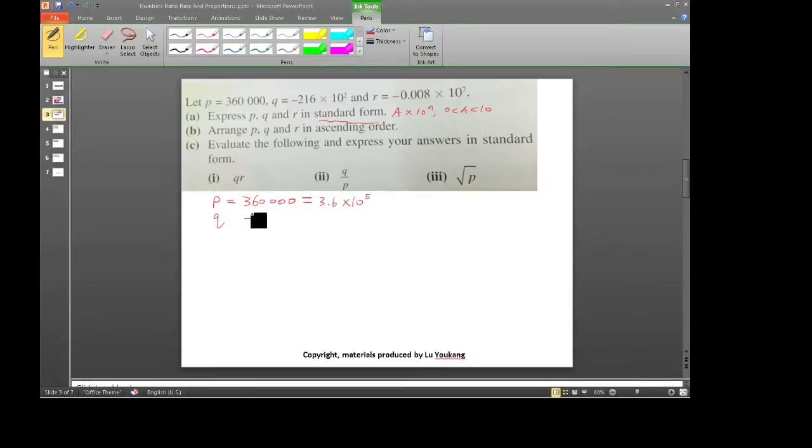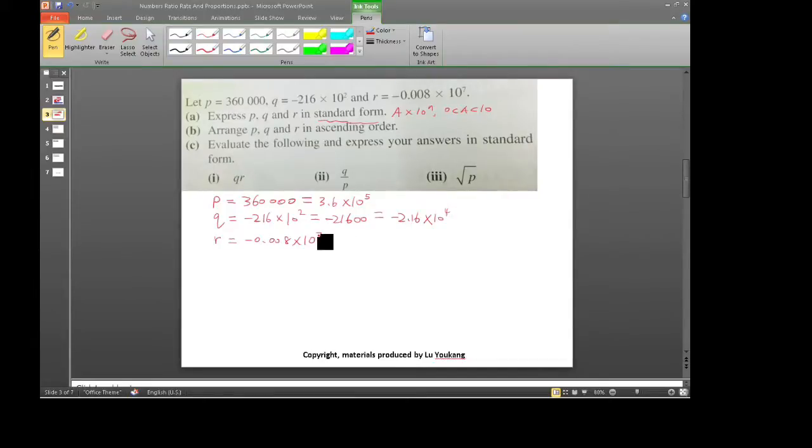Now let's do it for Q. So Q we have minus 216 times 10 to the power 2. So now let's expand it first. So after expanding it, you will get minus 216,000. And from these, your a must be in between minus 10 to 0. Therefore, you get minus 2.16 times 10 to the power of 4.